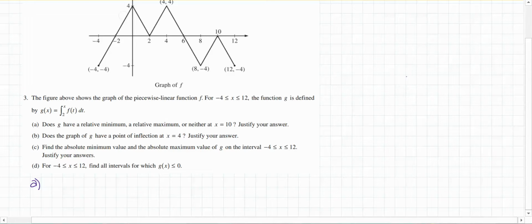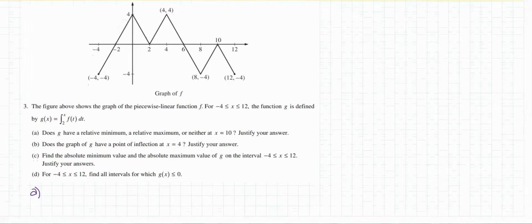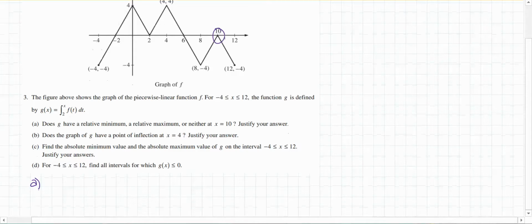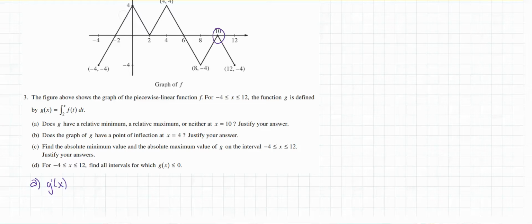Today we'll be working on number 3 from the 2016 BC Calc exam. So part A asks if g has a relative minimum, relative maximum, or neither at x equals 10. It's right here. Now this is a graph of f, and we know that g of x equals the integral from 2 to x of f of t dt, which means g prime of x equals f of x.